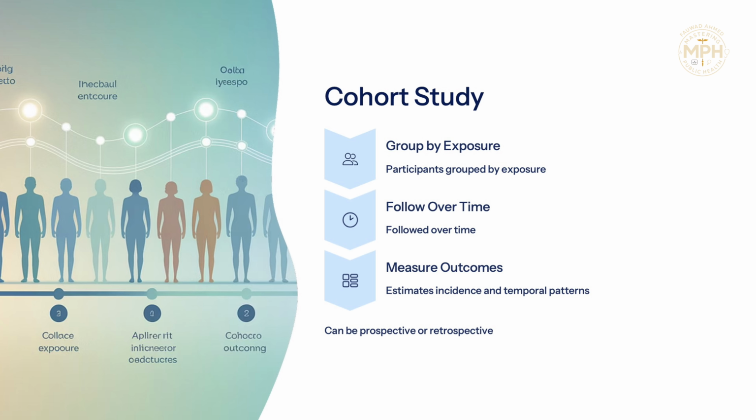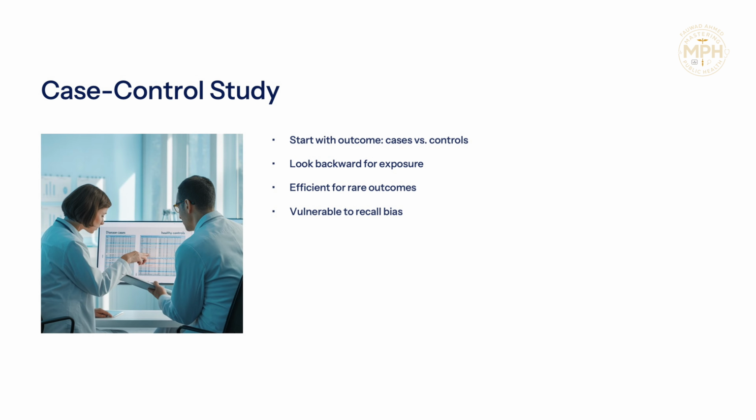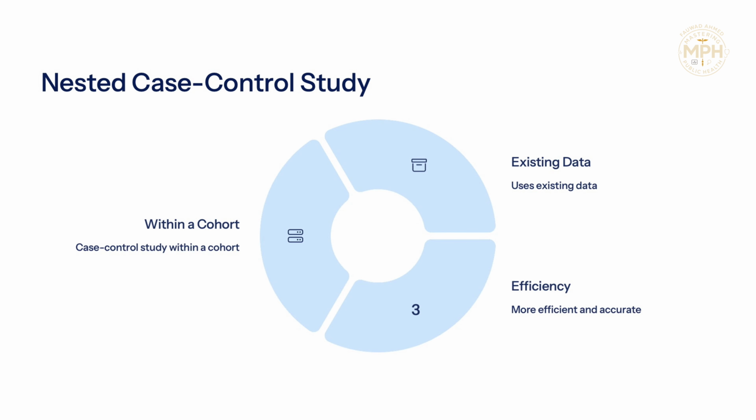The cohort study. In a cohort study, participants are grouped by exposure and followed over time. This can be prospective or retrospective. Cohort studies are great for determining incidence and exploring temporal relationships, but they can be time-consuming and expensive. The case control study. In this design, we start with people who already have the outcome. These are the cases. Then we compare them to similar people without the outcome, the controls. We look backward to see what exposures they had. This method is efficient for rare diseases, but it's vulnerable to recall bias because it relies on participants remembering past exposures.